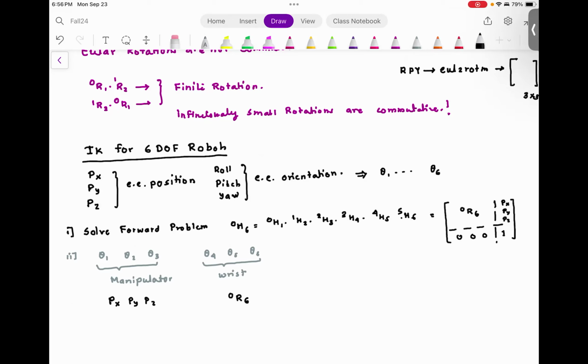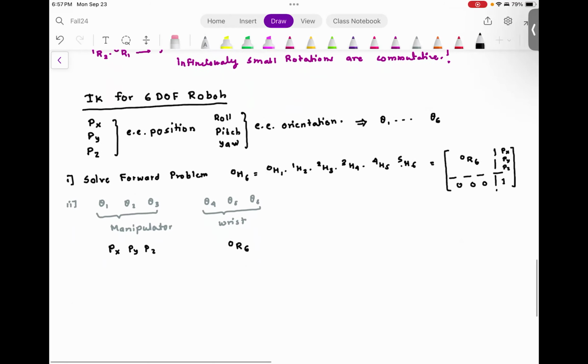So you have 6 degrees of freedom robot. There are 6 angles. You cannot directly solve the inverse kinematics problem in a closed form like expressions. So we split the problem into a manipulator problem and the wrist problem. Manipulator, which means the first 3 joints are responsible for attaining the end effector position, and last 3 joints are responsible for achieving end effector orientation. That is the assumption we have to make to solve inverse kinematics problem. So how would we do it?